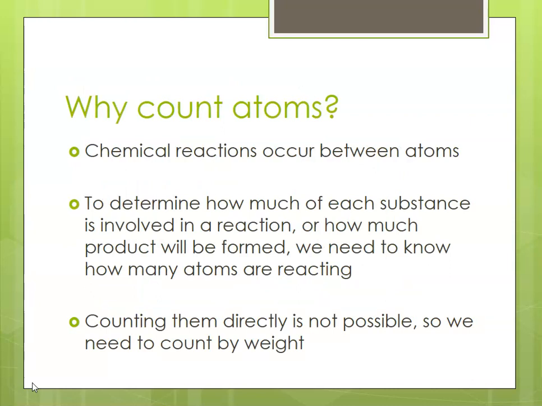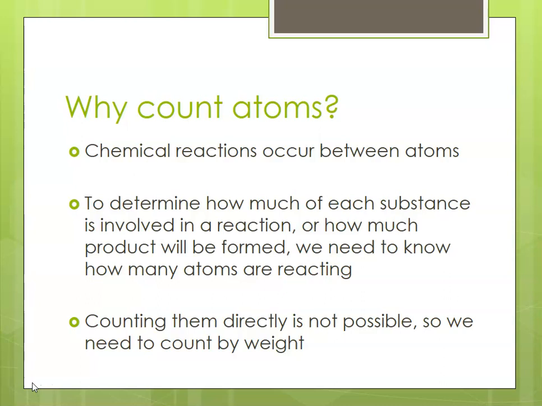Now, why should I care about that? Well, when chemical reactions happen between individual atoms, an atom of sodium reacts with an atom of chlorine to form this ionic compound that we call sodium chloride. So if I want this reaction to take place and to use up all of my sodium and all of my chlorine, I need to have the same number of atoms of sodium and the same number of atoms of chlorine.